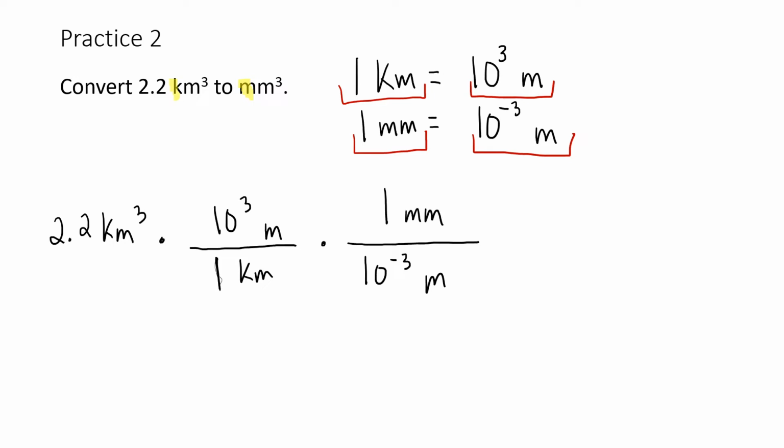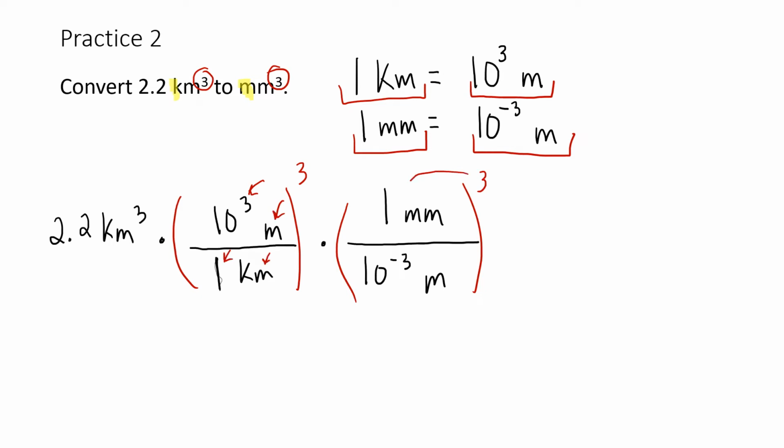Okay. Now we have to bring these fractions up into the third dimension. So we cube them because we're converting cubic units. You're going to cube the 10 to the third, cube the meters, cube the 1, which is just 1, cube the kilometers. Here, same thing. You cube the 1, you cube the millimeters. You cube the 10 to the negative 3 in the denominator, and you cube the meters.